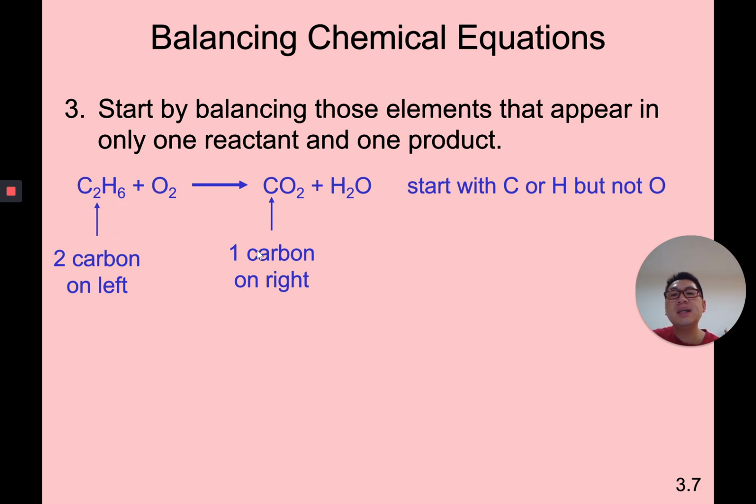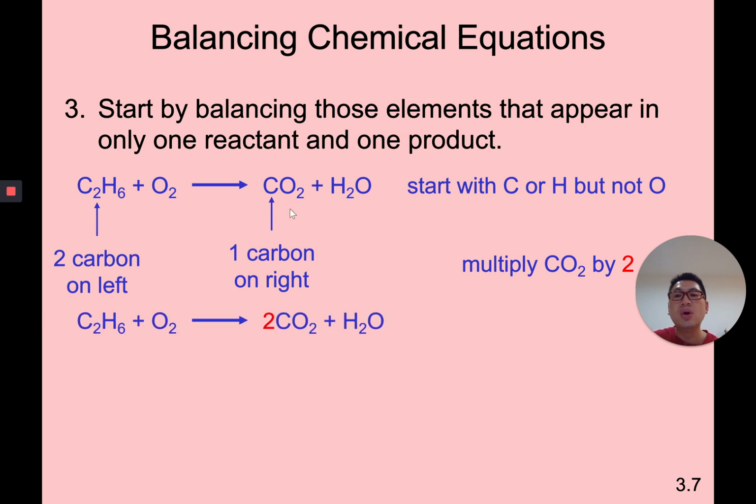For them to be equal, what I'm going to do is I need to put a coefficient, a number in front of this carbon dioxide. That times 1 would equal 2, and I think that'll be obvious what I'm going to do. I need to multiply the carbon dioxide by 2, or put a coefficient of 2 in front of the carbon dioxide. Now I would have 2 carbons on the left side, 2 carbons on the right side.